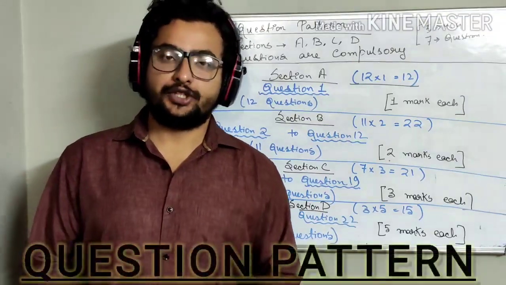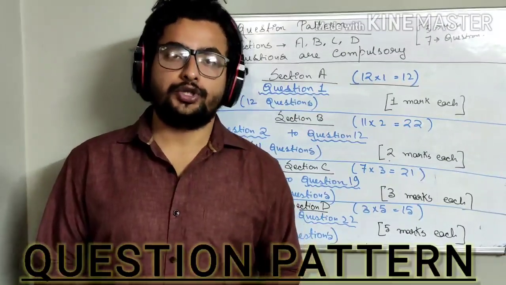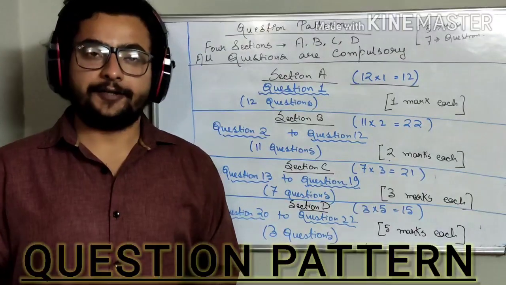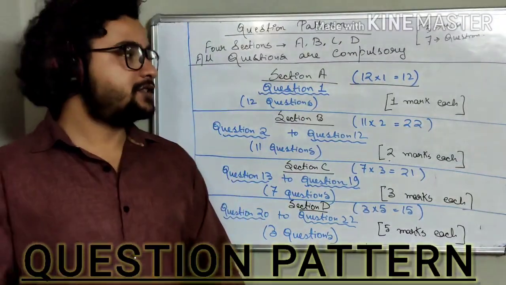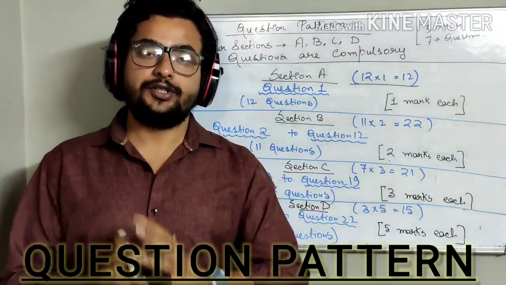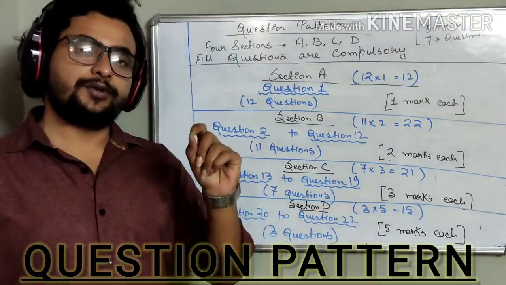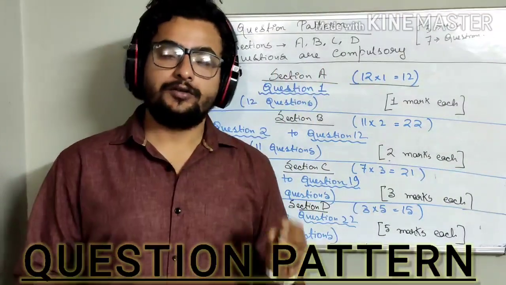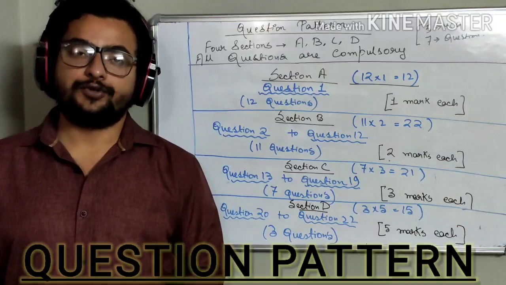So let us come to the last portion and the most important portion, that is your question pattern. What will be your question pattern? The entire question paper is divided into 4 sections, A, B, C, D. On top of the question paper, you will find a line, all questions are compulsory. Now this line might dishearten some of you.